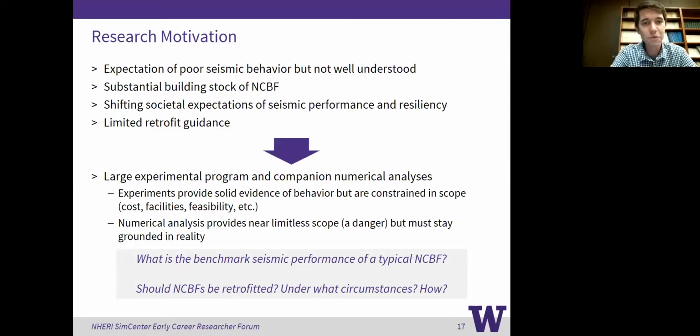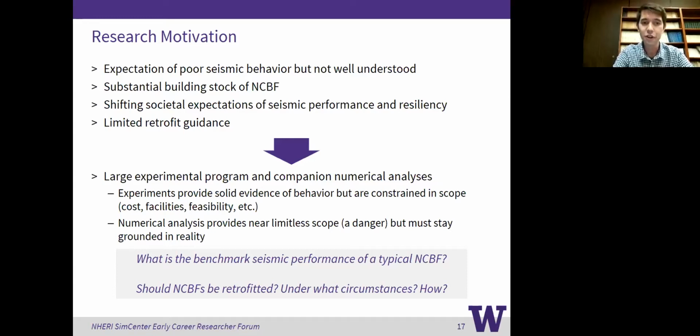So these big differences that we see really motivated my current research. There's an expectation of poor seismic behavior, but it's truthfully not well understood. You see some evidence from past earthquakes, but maybe not enough. And we know that there's a substantial building stock of NCBFs. We know that there are shifting societal expectations of seismic performance and resiliency in communities on the West Coast especially. And then there's really limited guidance for how you would actually retrofit them.